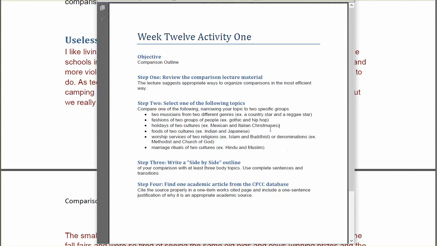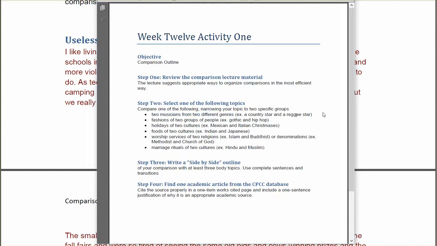Think of your own. But when we're asking you to compare, I'm using the arbitrary number of 3. You could have 14 points of comparison depending on what your assignment is, or you could have 2 points. It doesn't matter. I'm just doing an arbitrary 3 so that you have a lot of information to put in your outline. I'm asking you to compare, for example, two musicians from two different genres. So in my example I have here comparing a country star and a reggae star.